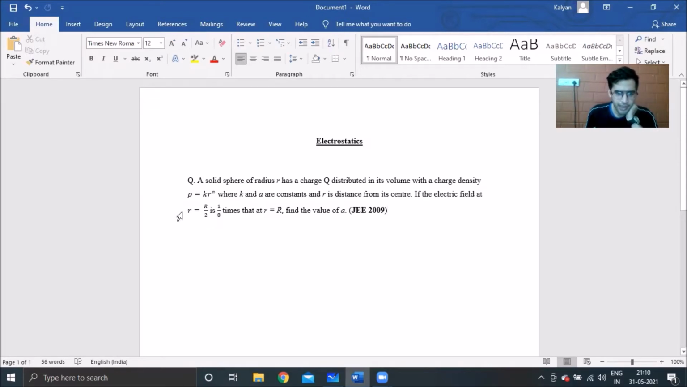So if the electric field at r is equal to R by 2 is 1 by 8 times that of the electric field at r is equal to capital R, we need to find out what the value of a over here will be equal to. We need to find out what the value of a over here will be equal to, right? So let's look at how to solve this question.